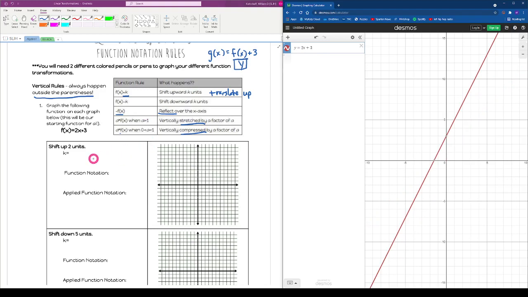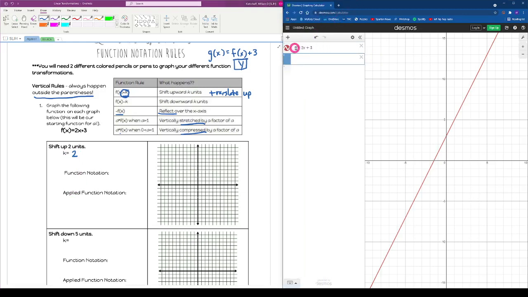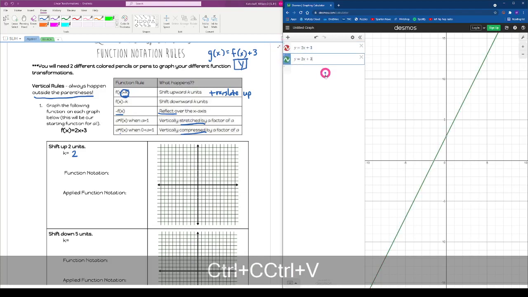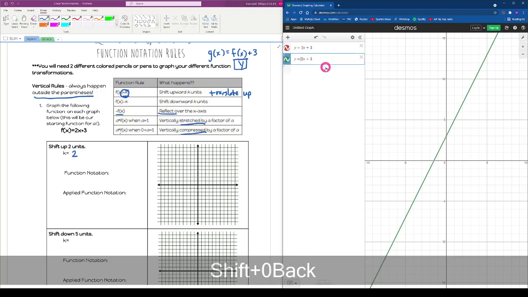What we want to do with that one is we're going to shift it up by 2 units. So our k value, the thing that we're adding to our function, is 2. And we're going to take our original function here, which was 2x plus 3, and we're not going to change anything about what f of x was, so we're going to just keep that the same, and we're going to add 2.